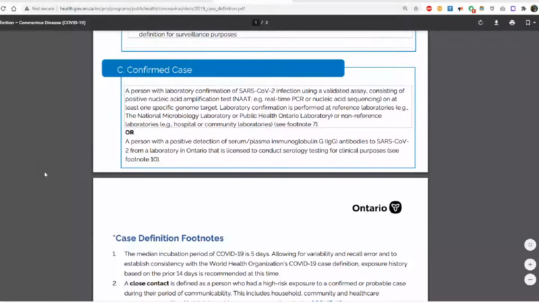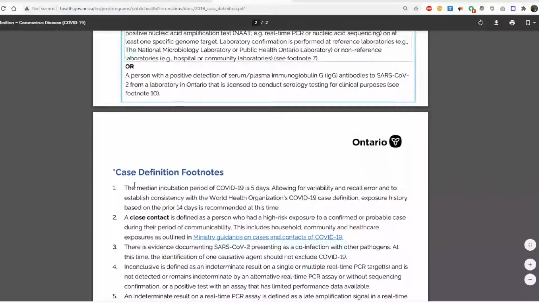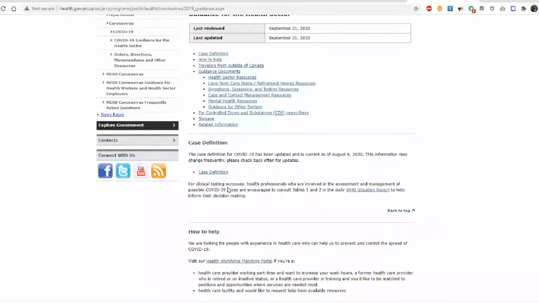but the definition has changed. It's not being listed as a SARS-CoV-2 infection. For clinical testing purposes, health professionals who are involved with the assessment and management of possible coronavirus, so COVID-19 cases, are encouraged to consult tables 1 and 2, a daily WHO situation report, and inform their decision making.